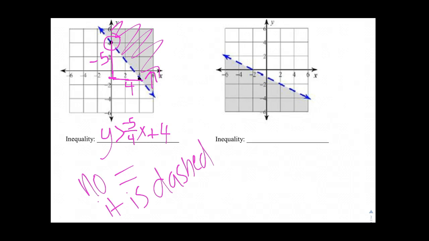Down here, my line starts right here, which is at -1. I want it in y equals mx plus b form. I move down 1 over 2. So I get a -1/2 slope. Put the x in. I take the equal sign out. This is not equal to because it's dashed or dotted. I make my sign a less than sign because it colors down below.